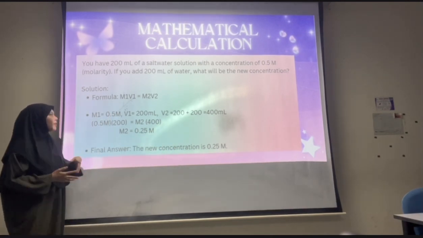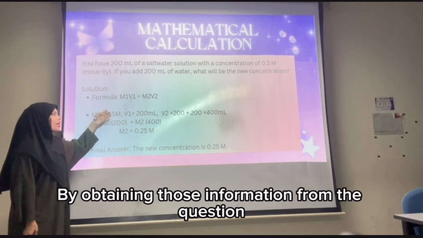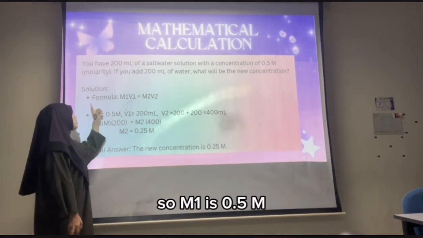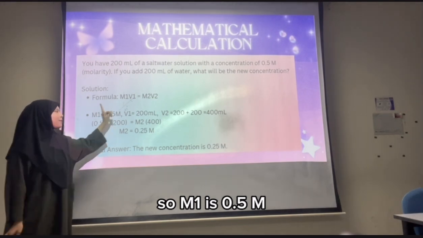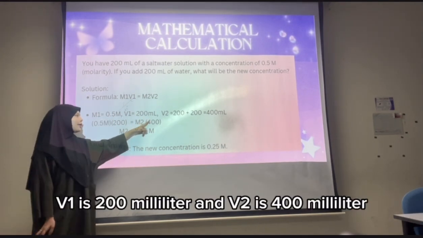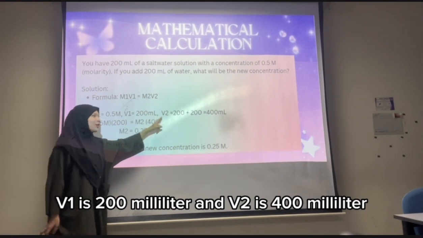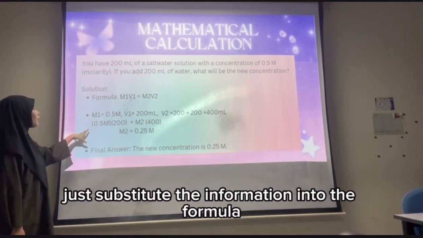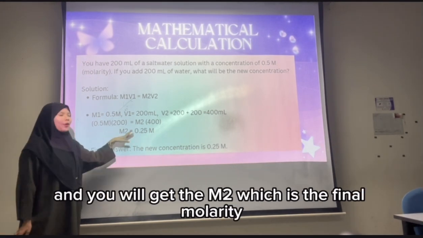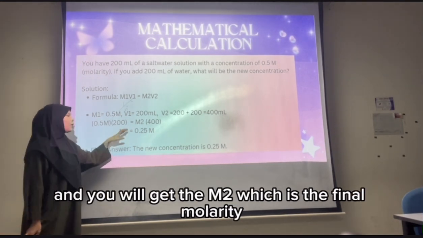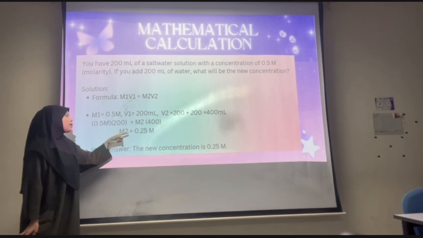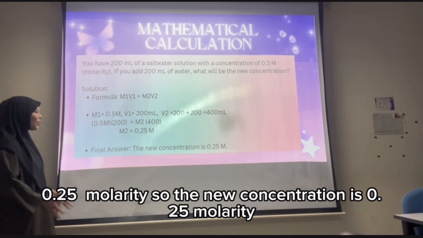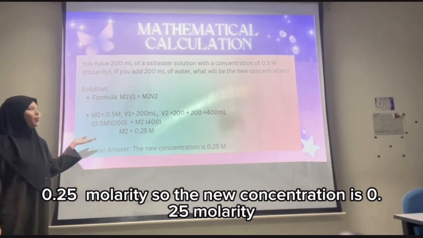So by obtaining that information from the question, you put all the information into the formula. So M1 is 0.5 molarity, V1 is 200 milliliters, and V2 is 400 milliliters. Just substitute the information into the formula, and you will get the M2, which is the final molarity, 0.25 molarity. So the new concentration is 0.25 molarity.